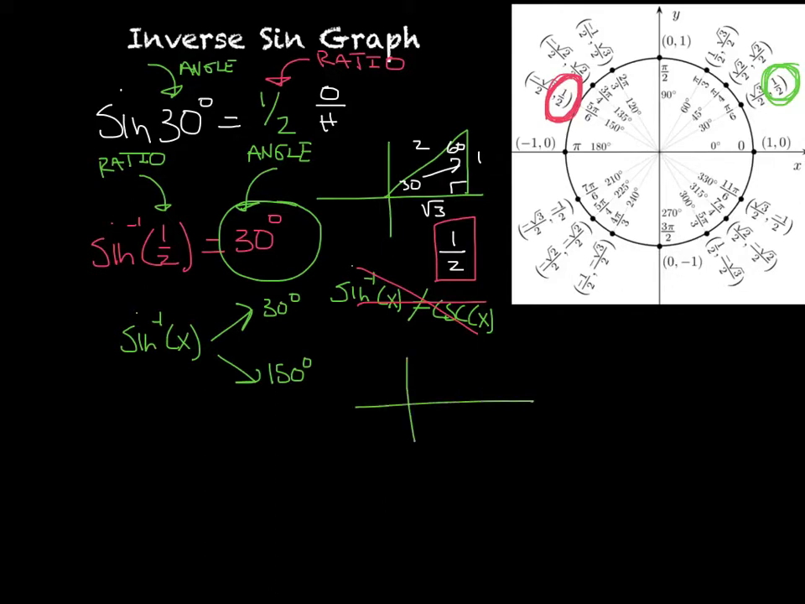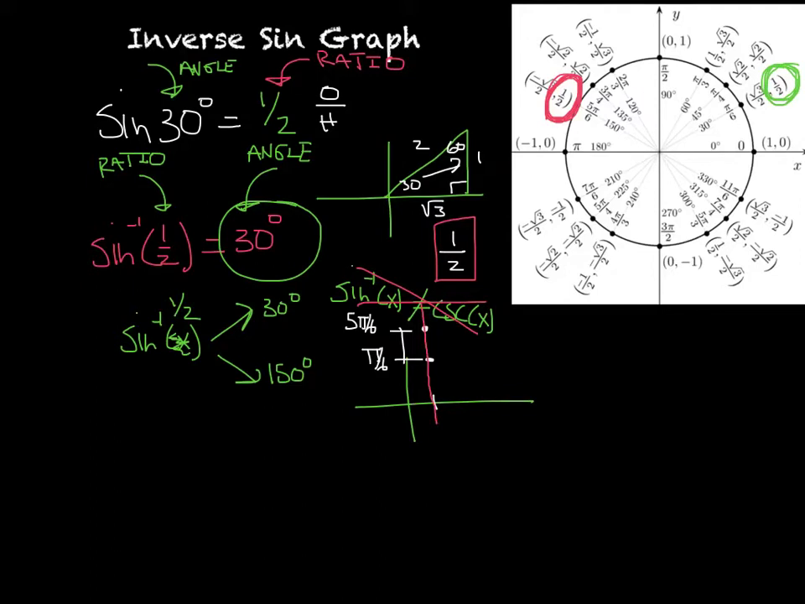Let me illustrate that. Let's just say we'll make this 1/2. So if we went over here to 1/2 and we had to go up to pi over 6, which is 30, and we also had to go up to 5 pi over 6, which was up here, which is 150, hey, that's a problem, because now it's not a function. It's not going to pass the vertical line test because it intersects two different y values.